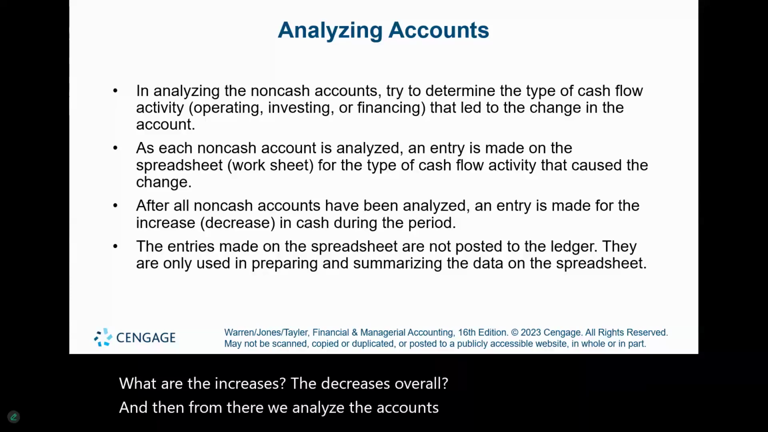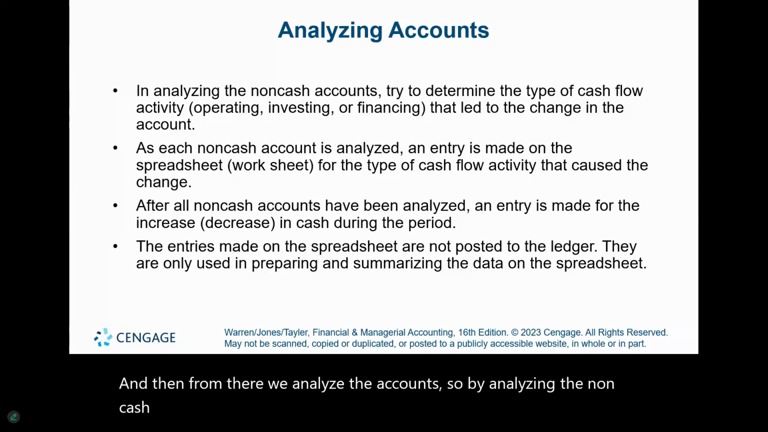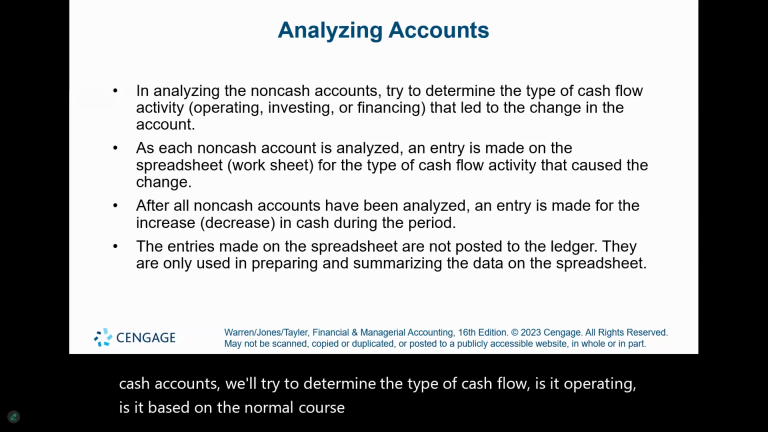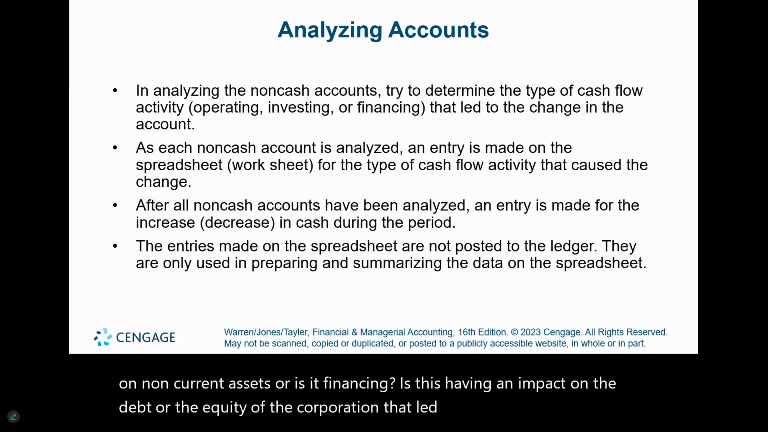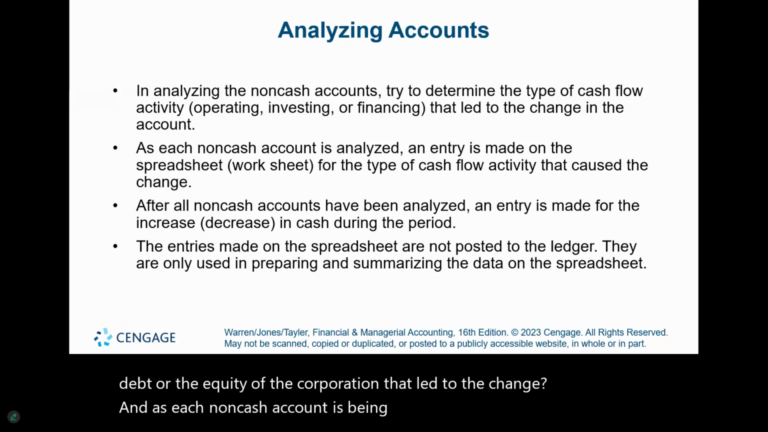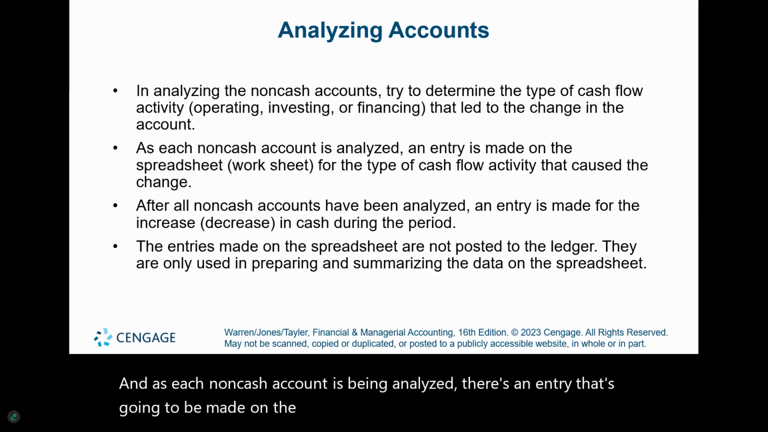So by analyzing the non-cash accounts, we'll try to determine the type of cash flow. Is it operating? Is it based on the normal course of operations? Is it investing? Is it based on non-current assets? Or is it financing? Is this having an impact on the debt or the equity of the corporation that led to the change? And as each non-cash account is being analyzed, there's an entry that's going to be made on the worksheet for the type of cash flow activity that ultimately caused the change.